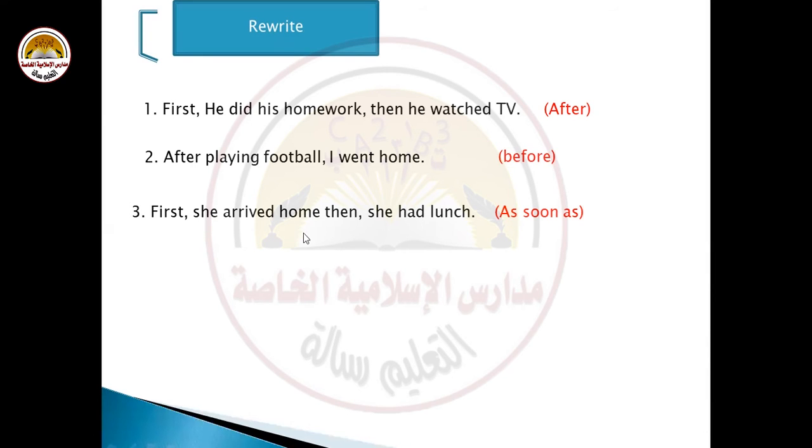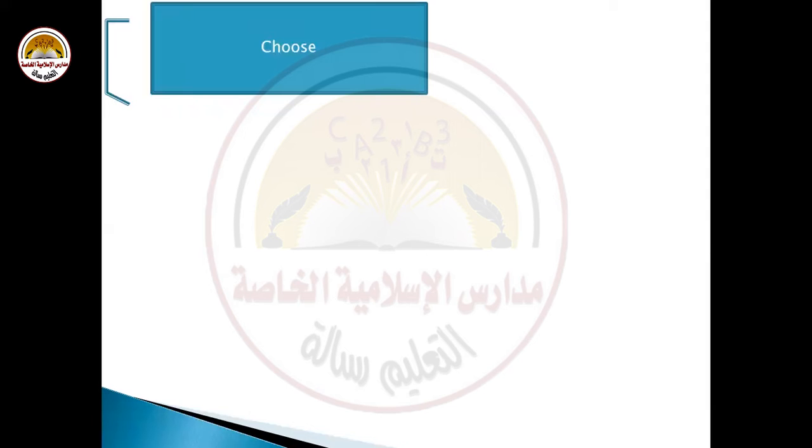Number 3, first she arrived home, then she had lunch. You can use as soon as, after. The first action, arriving home. As soon as she had arrived home, she had lunch. We will turn to another practice.